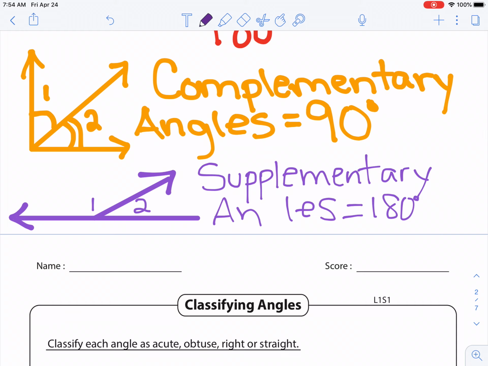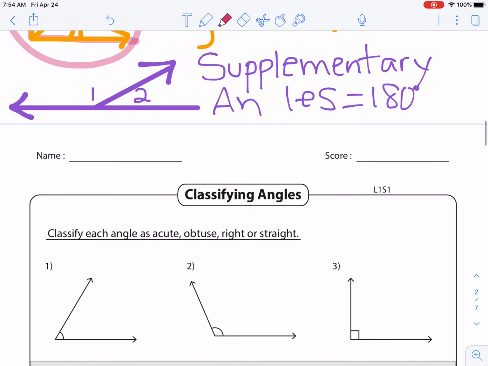Then we have pairs of angles. So complementary angles form 90 degrees. They form that right angle. So we're looking at this pair right here, okay? Angles 1 and 2, if I add them together, I would get 90 degrees, okay? Angles 1 and 2 here are called supplementary angles. They make what's called a straight angle, and a straight angle is always 180 degrees. Looks like I'm missing the G in angles.